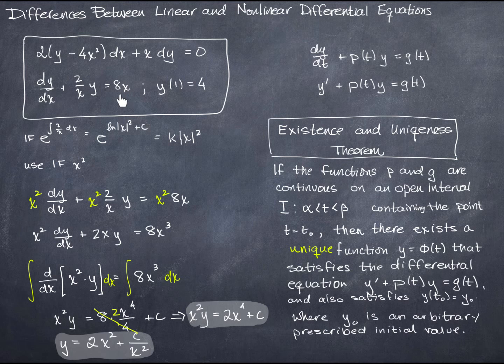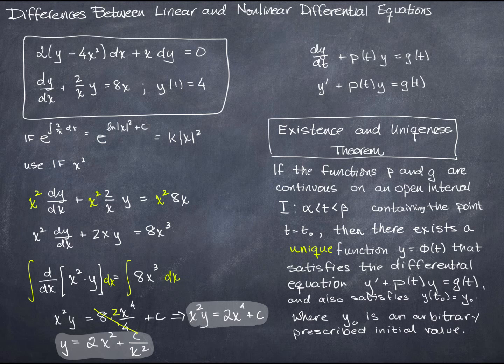So that's continuous everywhere. But my function p of x is only continuous where there's no gap, break, or vertical asymptote in the graph of this function. So the interval over which this has a solution is dependent on where these two functions are continuous, right? What is the interval? What are a and b?